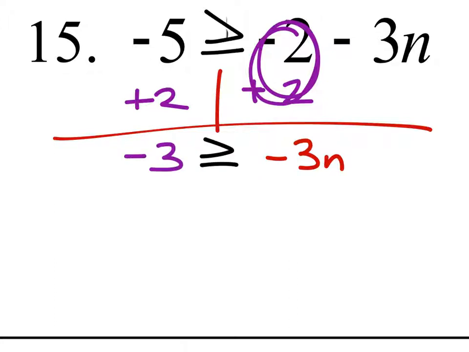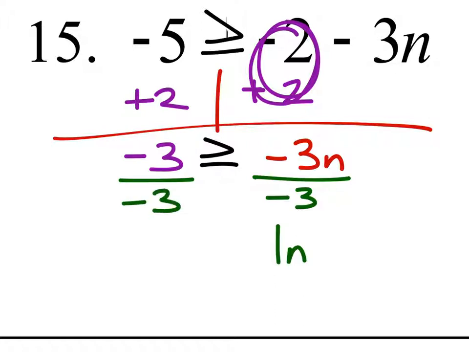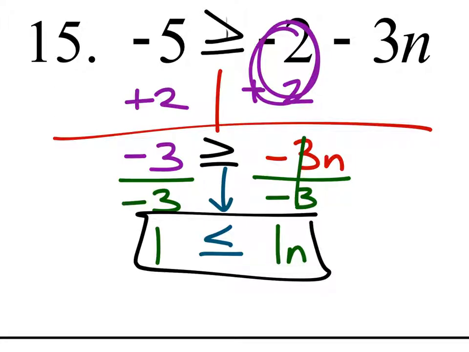Now, we didn't multiply or divide anything, so we don't have to worry about flipping the inequality yet. But at this point, we have a negative coefficient of n, so to make it a positive 1n, we have to divide both sides by negative 3. Negative 3 divided by negative 3 is 1. But we divided both sides by a negative, so we have to flip that inequality. And negative 3 divided by negative 3 again is 1. Bam. There's our inequality.